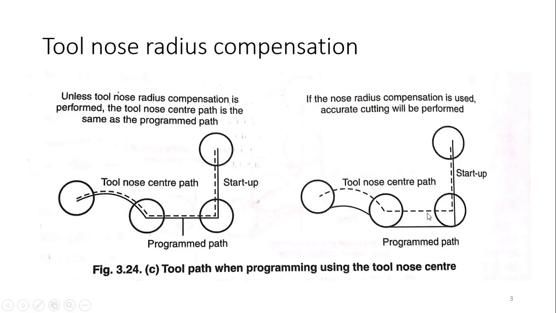But if you are using the tool nose radius compensation, you will perform like this, correct. Only your tool surface will be in contact with your job. Clear? Otherwise the center of your tool will be coinciding with the tool path, correct. But in this case the center of the tool path is somewhere else, but the surface to be machined is somewhere else. So in that case you are using the tool nose radius compensation. It is already entered into the machine whenever you enter the tool there, correct.